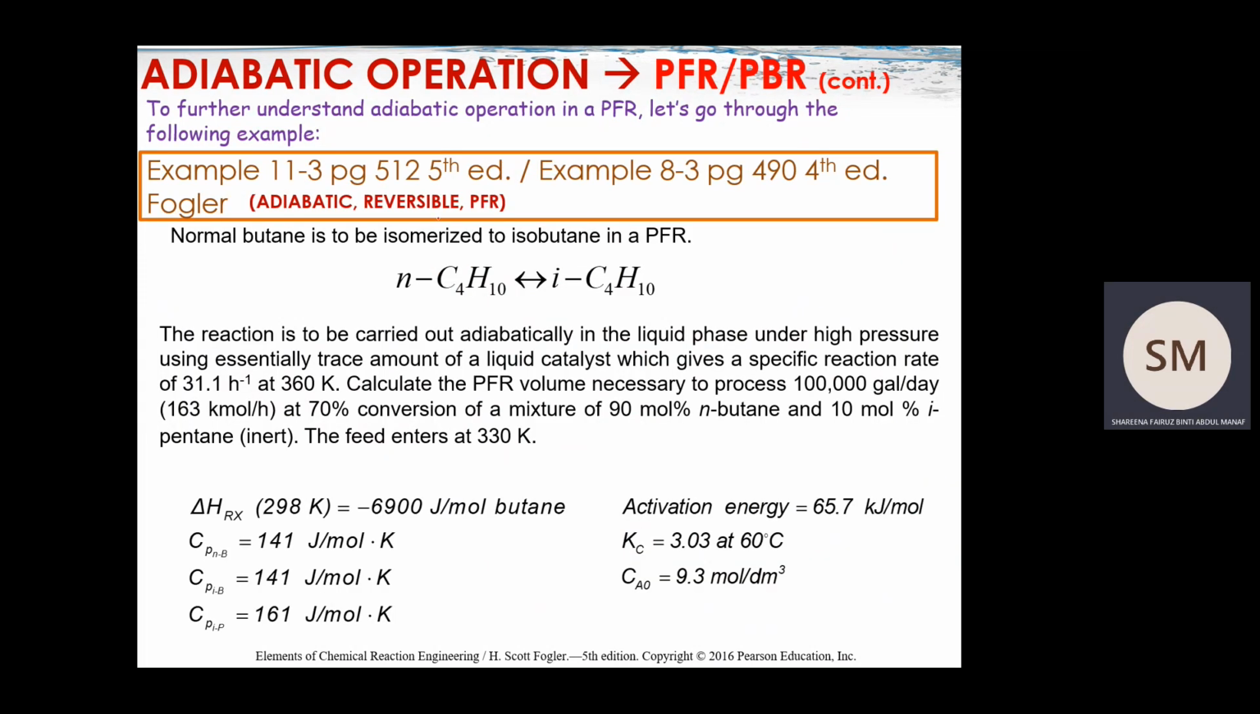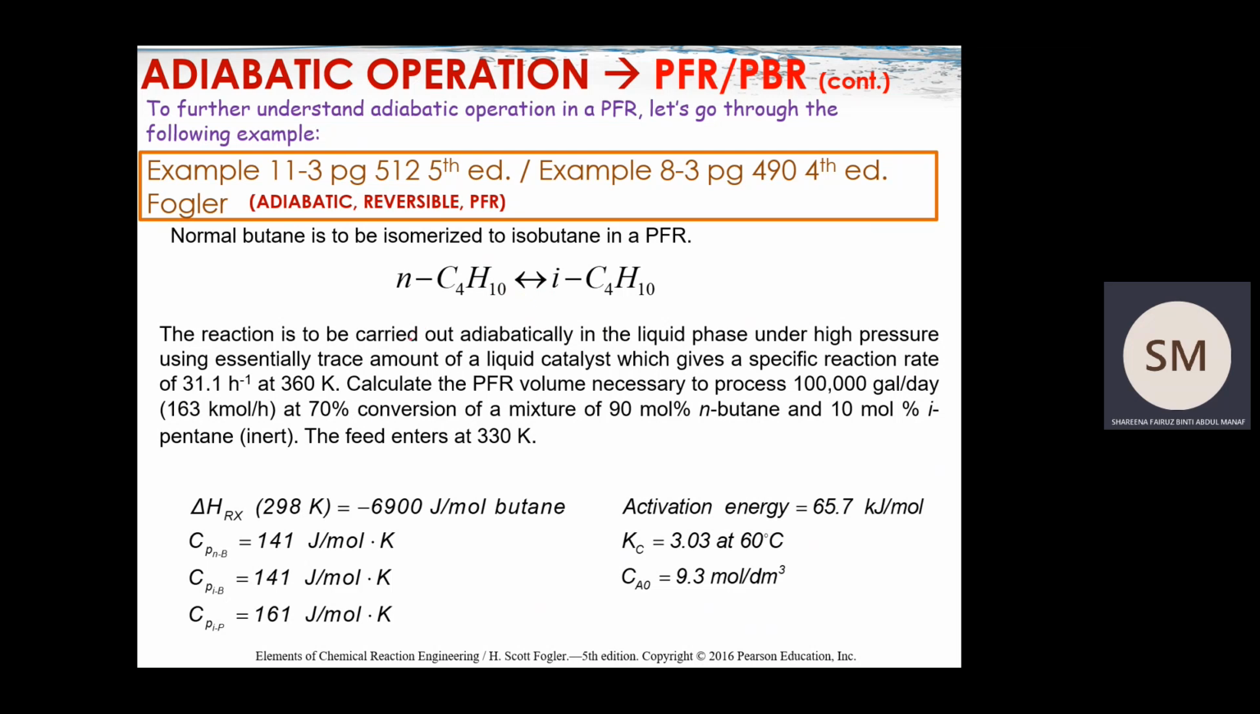Okay, so let's see some example here for adiabatic and reversible. This example is taken from the textbook. We have n-C4H10 and i-C4H10. Isomerization takes place here.